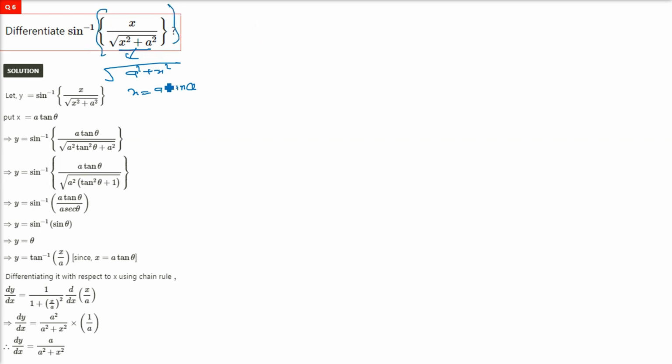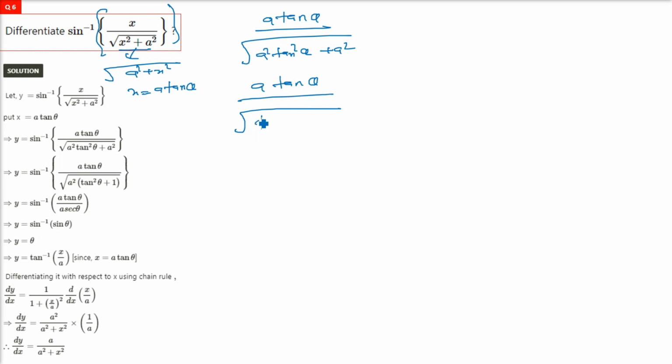Let us see this. x is a tan theta, divided by under root x square plus a square. x square is a square tan square theta, plus this a square. You have a tan theta. If you take the constant a square outside, under root a square is a. 1 plus tan square theta is sec square theta. Because it is in root, only sec theta will come out. Finally, you got a tan theta divided by a sec theta.